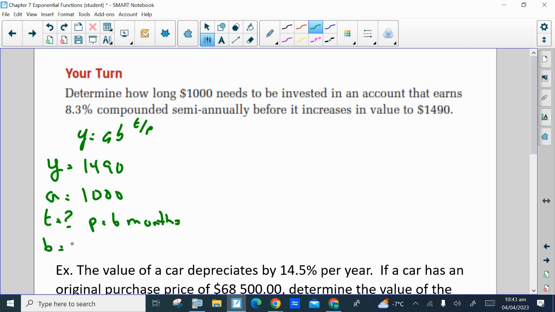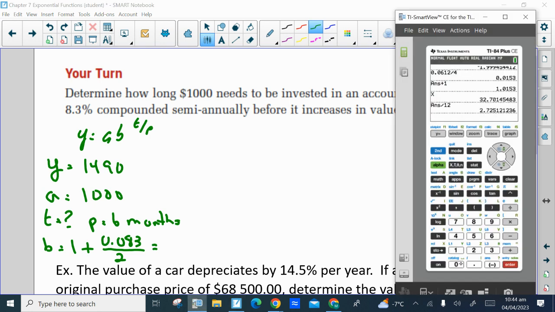To find B, again, it's going to have 1 plus something. That 1 represents 100% of the money. As the money's growing, the interest is calculated every 6 months. So every 6 months, you're going to have 100% of what you had, plus the extra amount that you're earning in interest. And in this case, it's found by taking the annual rate of 0.083 and dividing it by 2, because the interest is calculated twice a year, semi-annually.